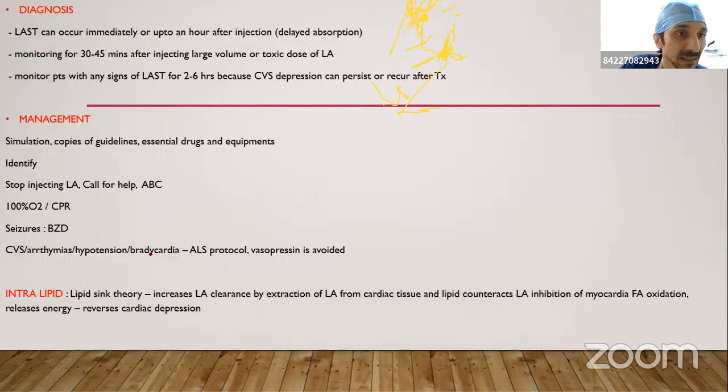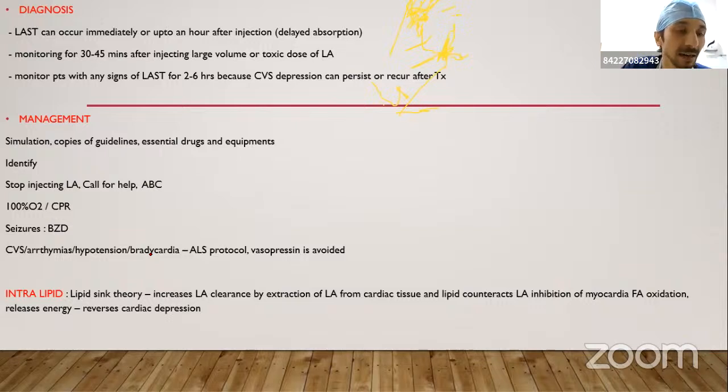How will you manage it? There should be simulations available. There should be copies of guidelines available in the operating room. Essential drugs and equipment should be available. It is important first to identify that a systemic toxicity of local anesthetic has occurred. Stop injecting the local anesthetic, call for help, follow the protocol of airway, breathing and circulation, give 100% oxygen. If you find a cardiovascular collapse, start cardiovascular resuscitation.